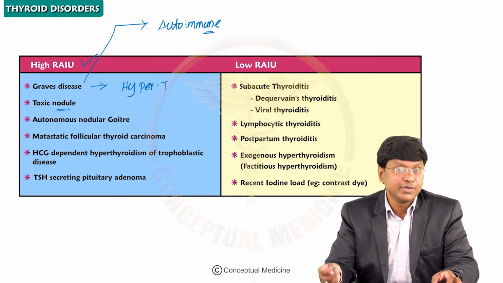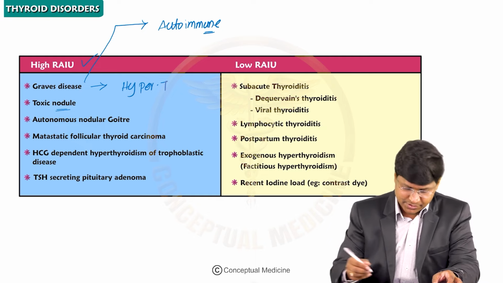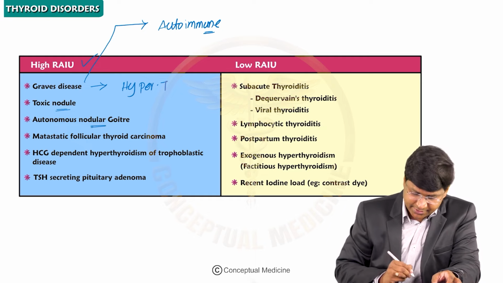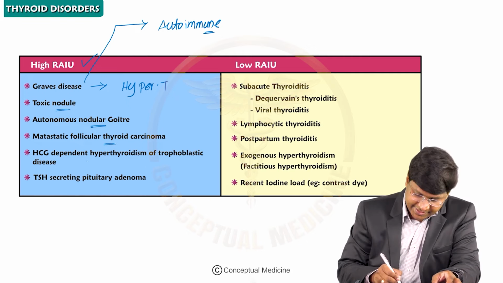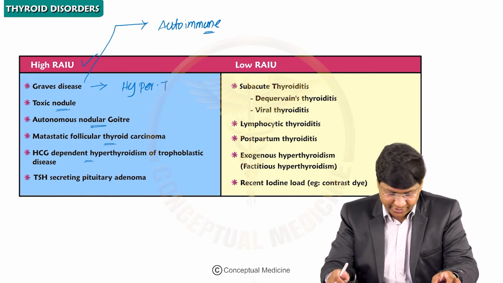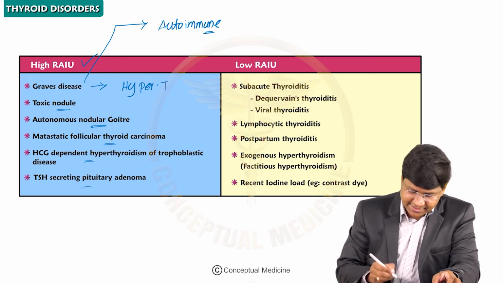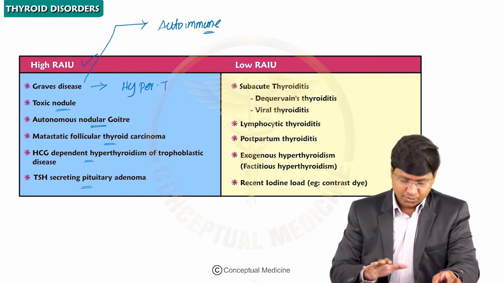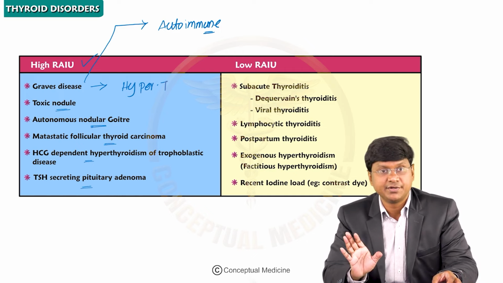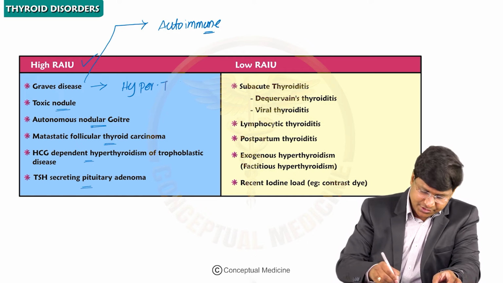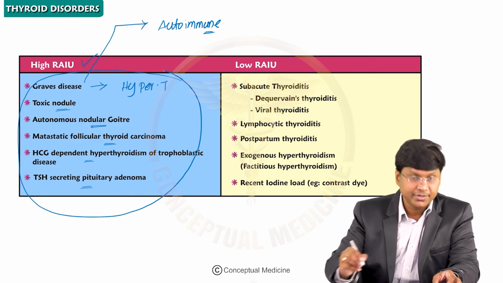Other conditions with high radioactive iodine uptake are autonomous nodular goiter, metastatic follicular thyroid carcinoma, HCG dependent hyperthyroidism of trophoblastic diseases, and TSH secreting pituitary adenoma. The TSH secreting pituitary adenoma is called the thyrotroph type of pituitary adenoma. So these are all the conditions where you have high radioactive iodine uptake.